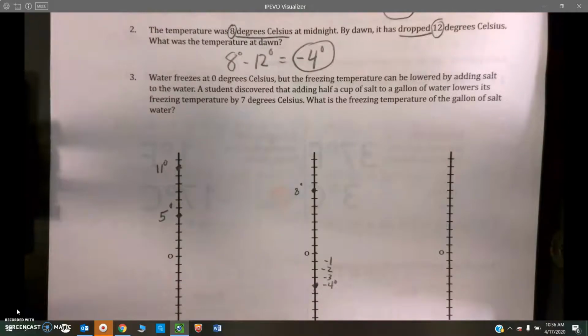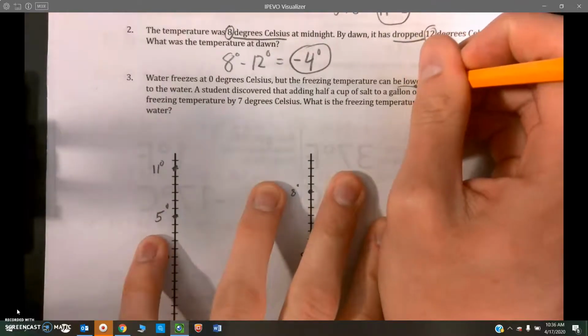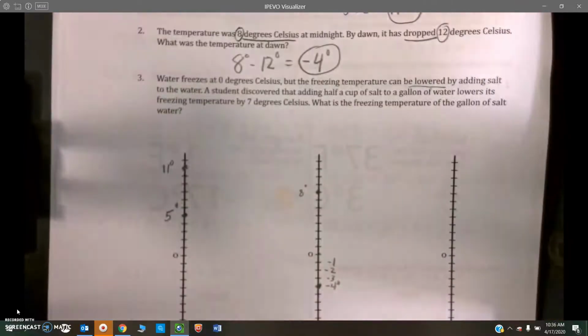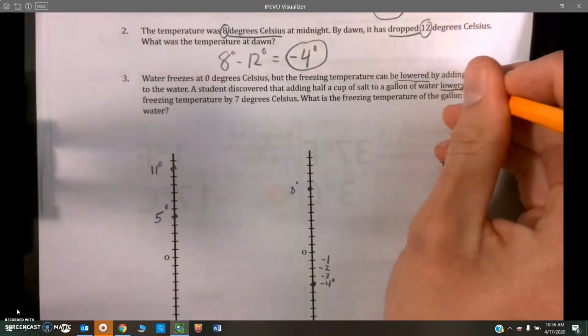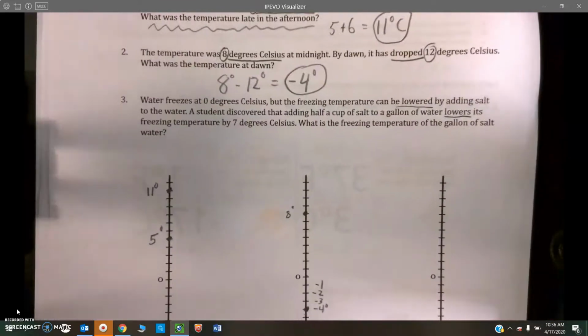Water freezes at 0 degrees Celsius, which I had already mentioned. But the freezing temperature can be lowered by adding salt to the water. That's the reason why we salt the roads in the winter. A student discovered that adding half a cup of salt to a gallon of water lowers, so once again, goes down, its freezing temperature by 7 degrees Celsius. So what is the freezing temperature of the gallon of salt water?